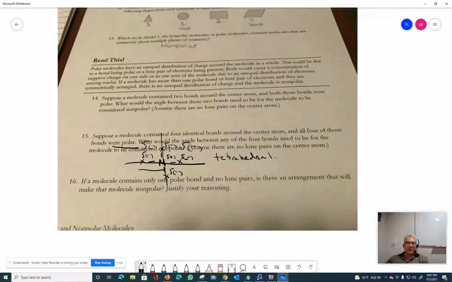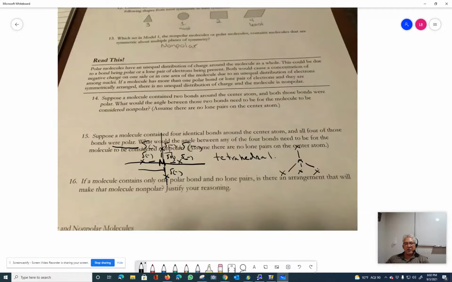And if a rectangular shape like 90 degrees will be a non-polar molecule, but if I have tetrahedral like this one, the angle will be 120, and that will also be non-polar.